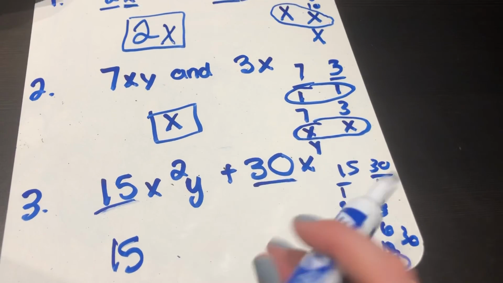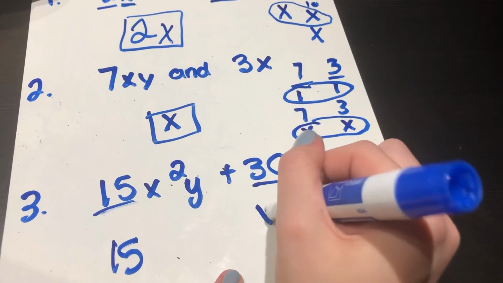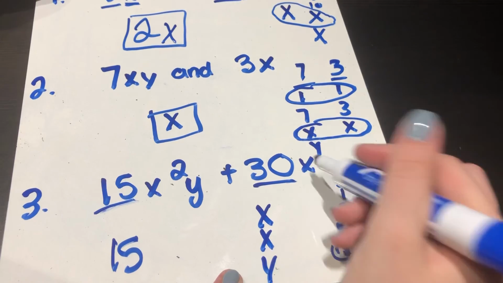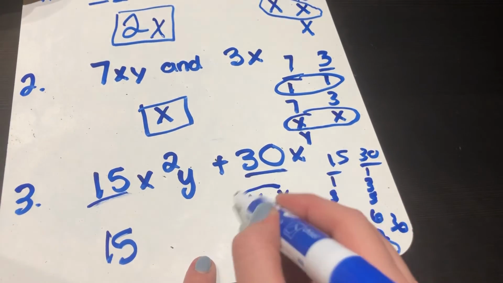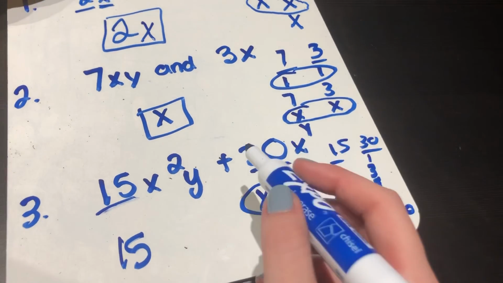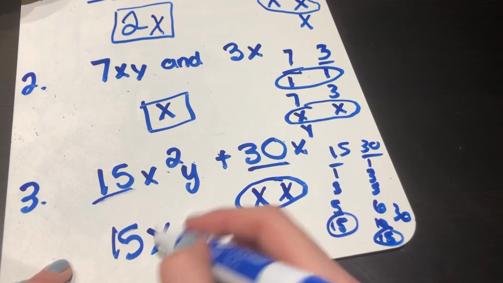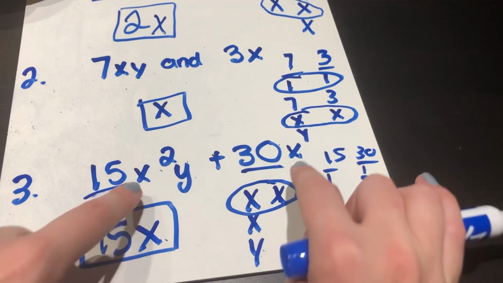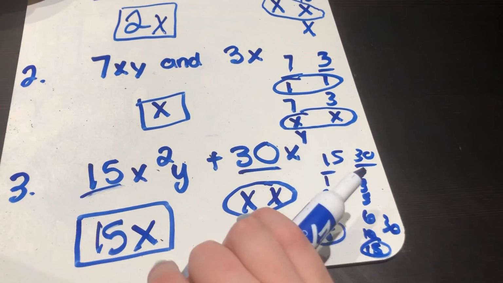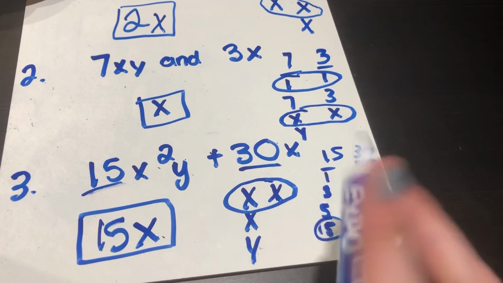Now for 15, we have 2 x's and a y. For 30, we just have an x. So they only have one thing in common. They only have an x in common. So my GCF is just 15x. So what do they have in common? They only have one x in common. That's it. So that's my GCF.